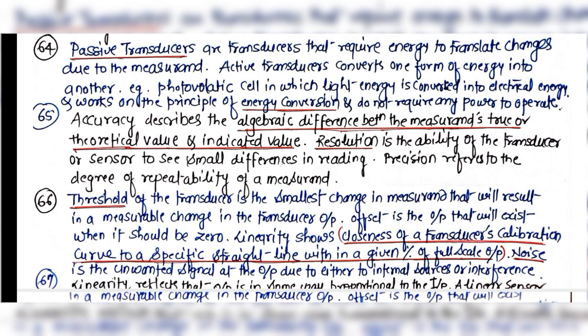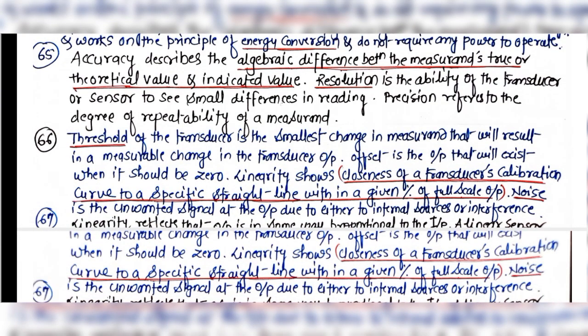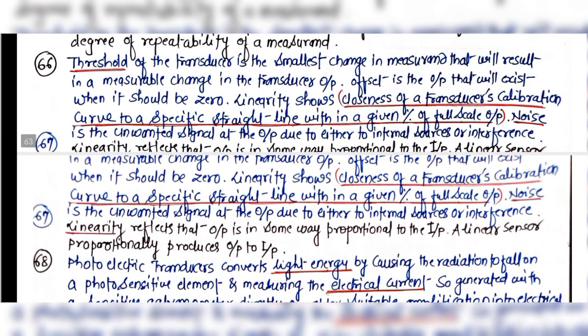Linearity shows closeness of the transducer's calibration curve to a specific straight line, which is a given percentage of full scale output. Noise is the unwanted signal at the output due to either internal sources or interference. Linearity reflects that output is in some way proportional to the input. A linear sensor proportionally produces output to input.